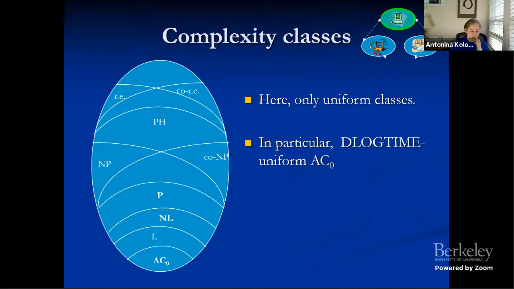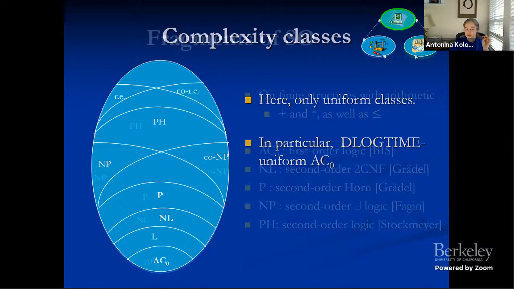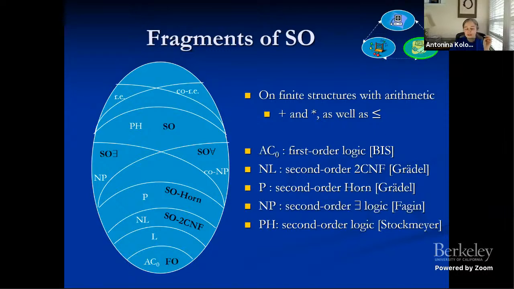And another thing where we need uniformity, we will be talking about uniform classes, even for very small classes. So we could talk about the class uniform, DLOGTIME-uniform AC0, which has a very direct connection with first order logic. So more precisely, and I will define those things, what I want to show today is how you could start with logics, in particular fragments of second order logic, with nice descriptive complexity characterization and use them to build theories with the same power. And show what exactly you need to get theories of the same power from those characterizations.